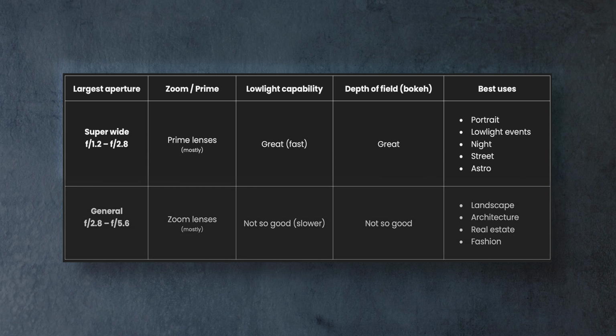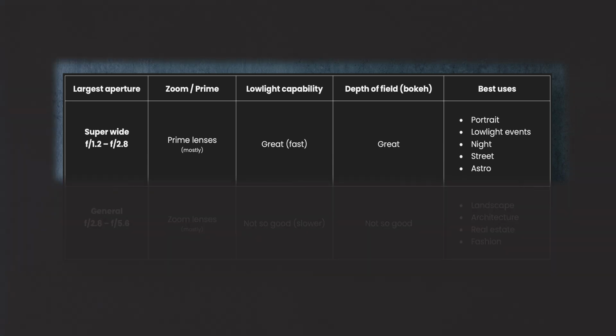Do you want to create a lot of depth of field in your photos, have that separation between the subject and the background, or do you want to shoot in really low light conditions? If the answer is yes to either of those questions, or both, I would highly recommend looking at a lens, say anywhere from f1.2 up to about f2.8 as its maximum aperture.